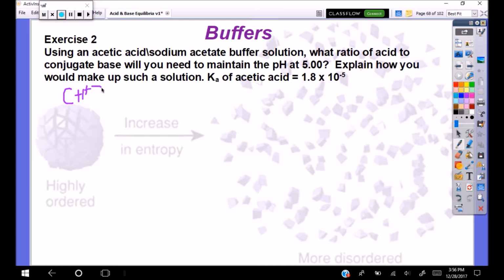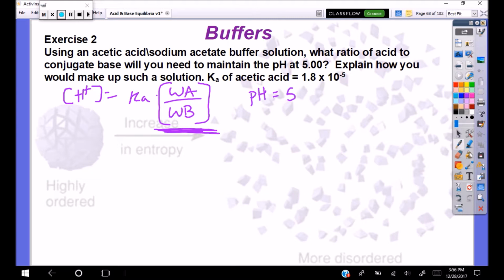We know that H plus is equal to the Ka times the weak acid over the weak base, right? This is our ratio. This is what we're looking for here. So they tell us we want to maintain at a pH of 5. A pH equal to 5 means that H plus equals 1.0 times 10 to the negative fifth.